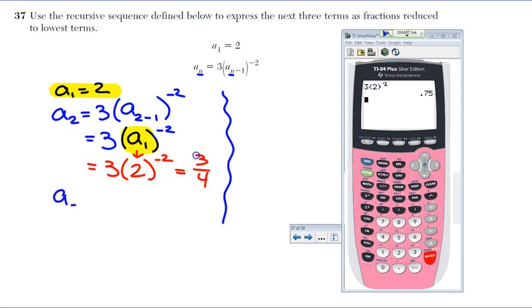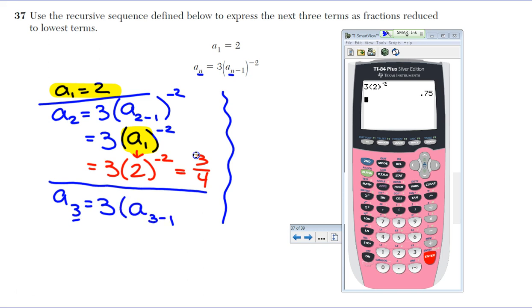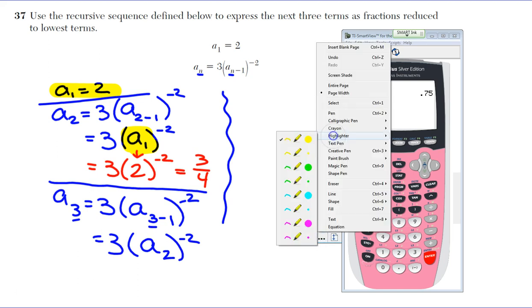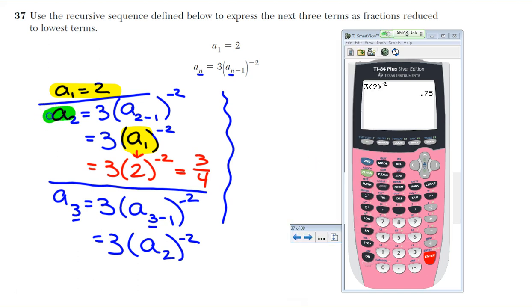So now A sub 3 equals 3 times A sub 3 minus 1, because again, we're filling in our n right there, all raised to the -2 power. And if I reduce that, that means A sub 2. And just like before, we're going to take A2 now. So A2 is 3/4. You're going to fill in 3/4 for A2 because that's what that means. It means the second term. Fill in there.